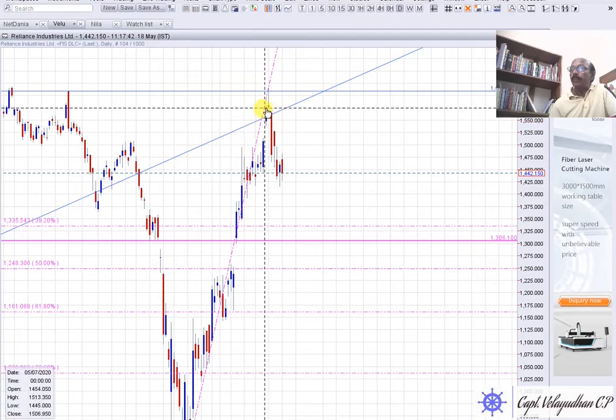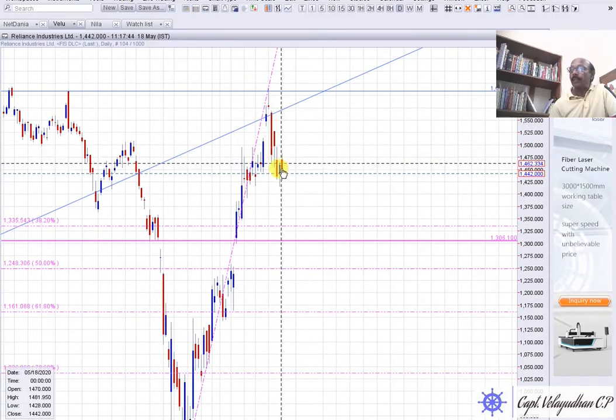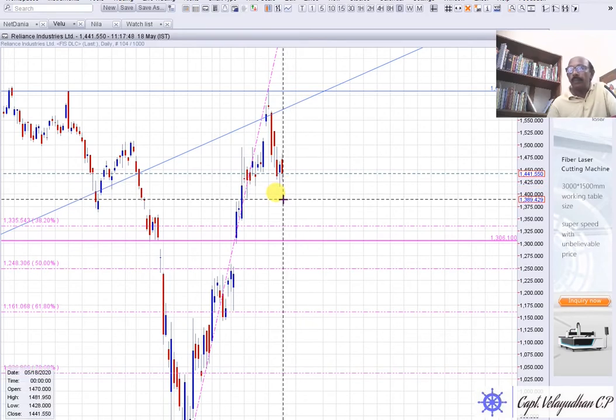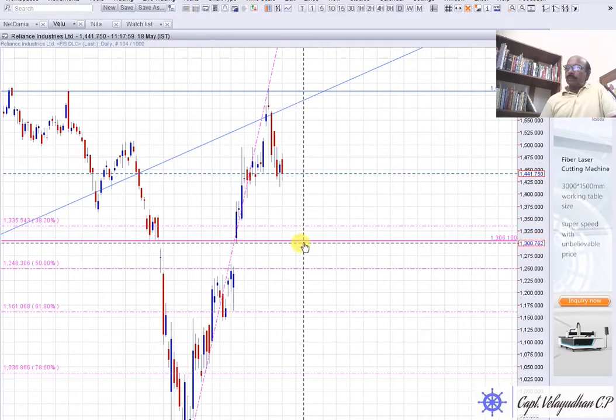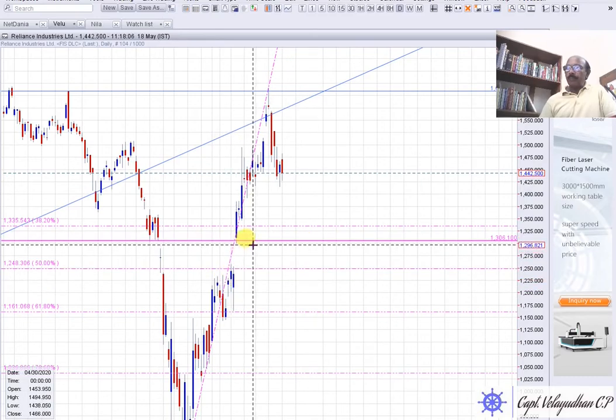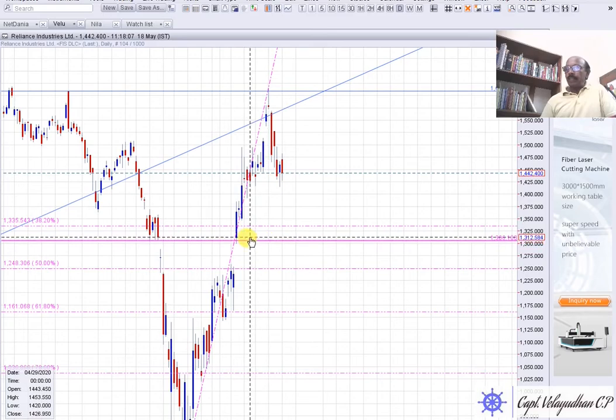And from here the market made a downtrend. Today the market is at 1441. So this is a support for the current level, the 1300 level, because there is a gap here. So mostly Reliance may take support here.